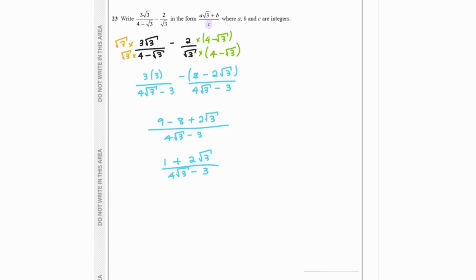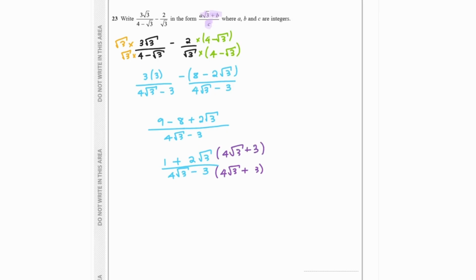over c. So as we can see in the numerator, we already have a root 3, which is our 2 root 3, and we have a plus b, which is the plus 1, but our denominator also needs to be just an integer. This means that we would now have to rationalize this third. And to do that, we would have to multiply both the numerator and denominator by 4 root 3 plus 3.